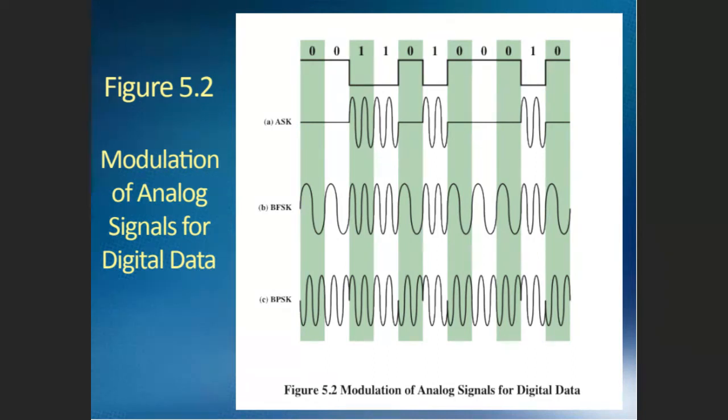The third one is phase shift key. Here the phase is changing, the angle is changing. See the angle? When it is 0, it is going upward. If it is 1, it is going the opposite. Okay.